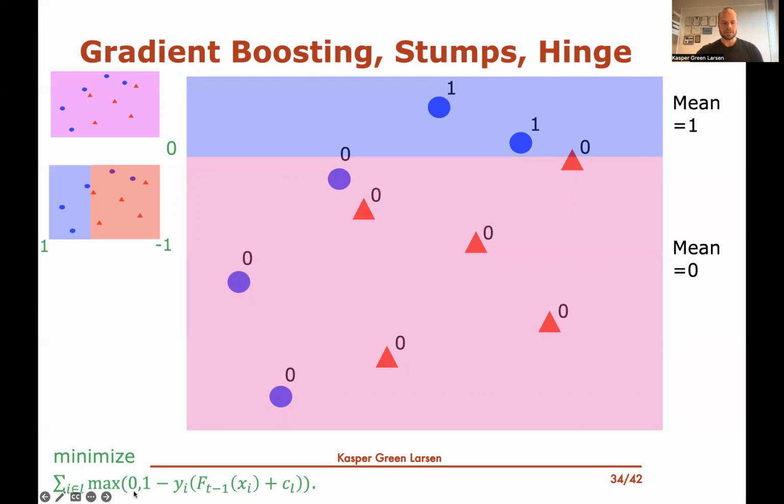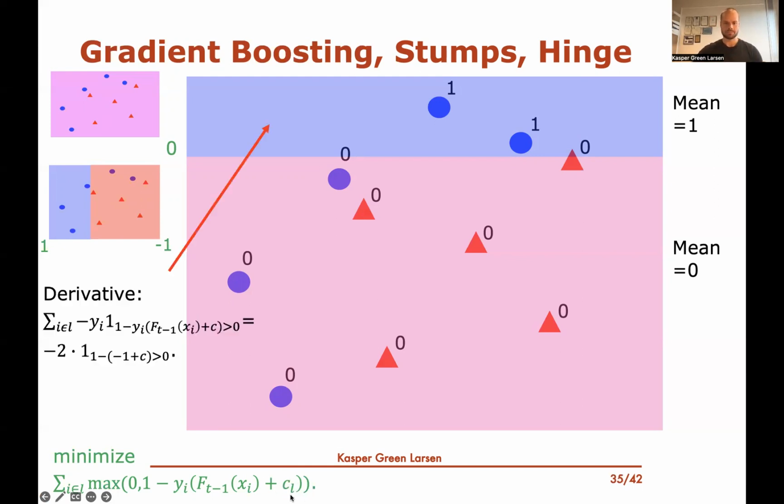Right, so the loss function, so what we have to figure out for every leaf, we have to find the value to return such that we minimize this hinge loss. So sum over all the points in the leaf, the maximum of 0, and 1 minus the label times the current prediction plus what we would get if we add this new constant to it. So let's go over the two leaves. So we can start by looking at the top leaf over here.